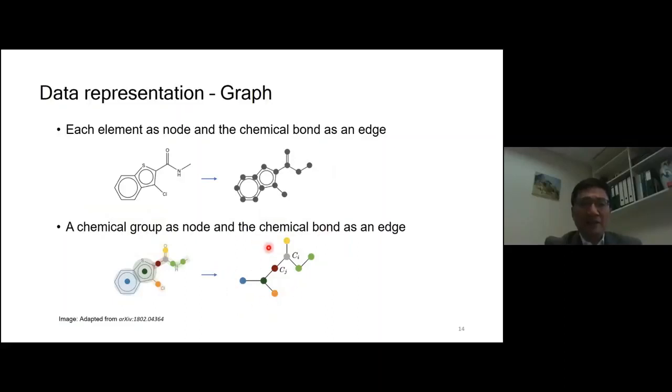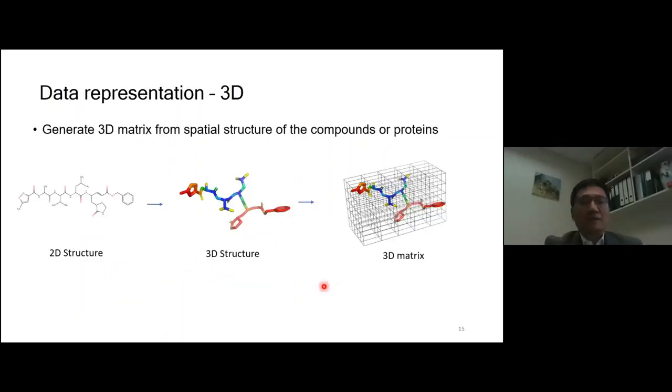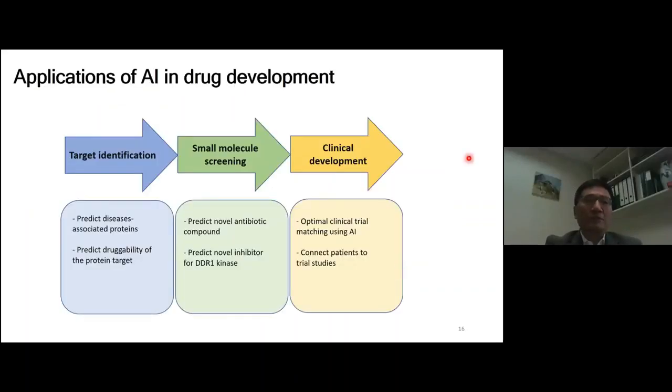So in this case, we can make this molecule generate a three-dimensional matrix from the special structures of the compound for protein, as I showed here. So the molecule I can simply make as a three-dimensional matrix. Using this matrix, of course, it will be easier for the computer. We can train the computer.